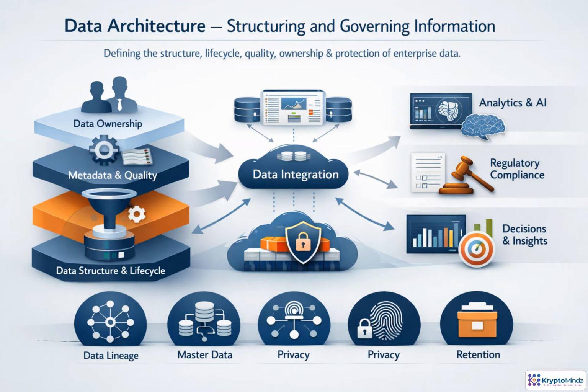Data architecture turns raw information into a trusted enterprise asset. It defines what data exists, where it comes from, who owns it, how it moves, how long it is kept, and how it is protected. The key mental model is flow plus governance.